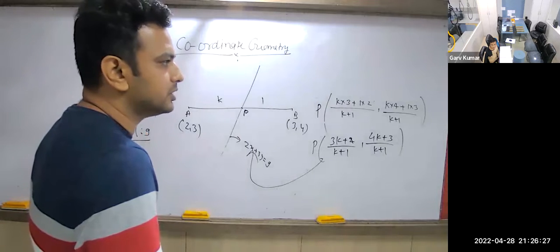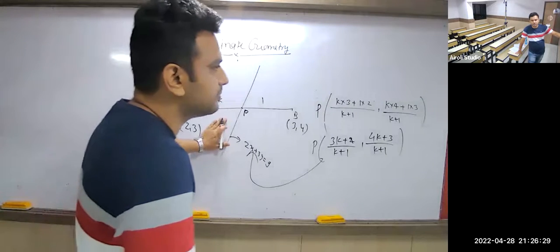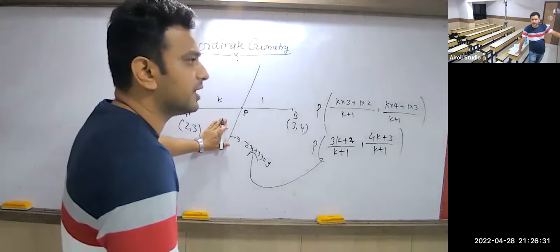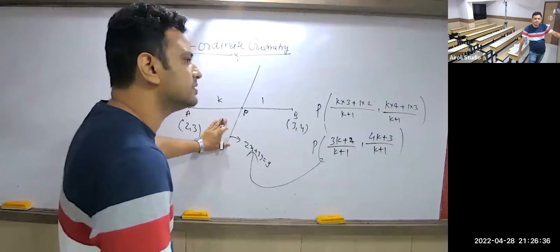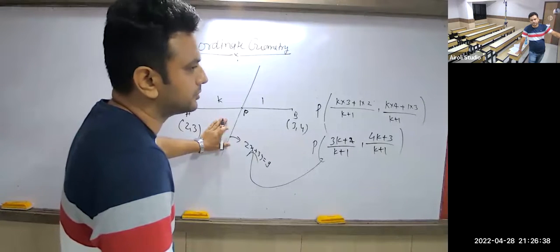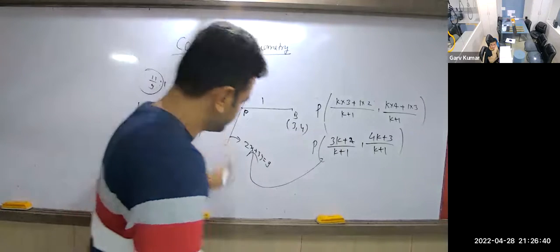Clear? So actually, you used the concept of the line also. If a point is passing through the line, that means it will satisfy the equation of the line. Got it?